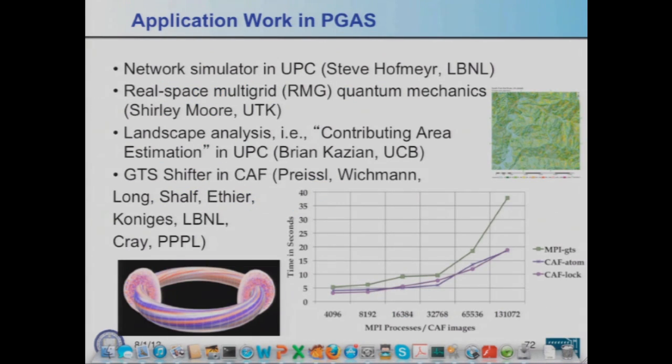Here's just some other performance results. This is actually co-array Fortran, and there was some people that did work at Berkeley on a landscape analysis, which is looking at estimating rainfall and how it flows. There's a gyrokinetics code used in fusion simulation, so this is GTS. This is just the shifter part of the code. That was an SC paper from a couple of years ago. This is running time, so down is good, and the co-array Fortran are the lower lines there.